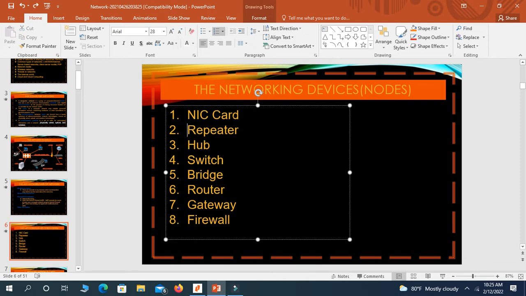Most of the terms like the NIC card you might have heard. Hub, we use hubs in our day-to-day life. It's a very common peripheral device. Mostly we use USB hubs for connecting multiple devices into the same USB hub, right? You might have seen it. Switch, what is a switch?